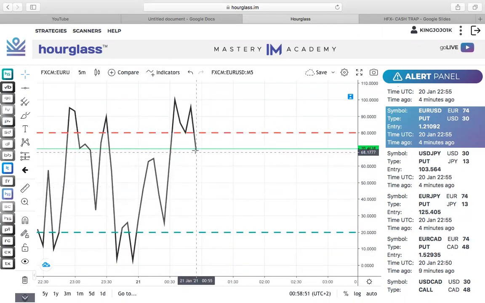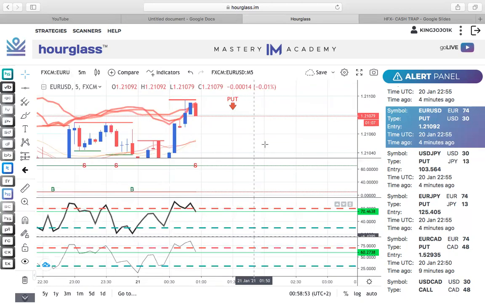As you can see, stochastic is crossing. Cool. That's one confirmation. We got about 1 minute left. Let's see what happens on this next candle.